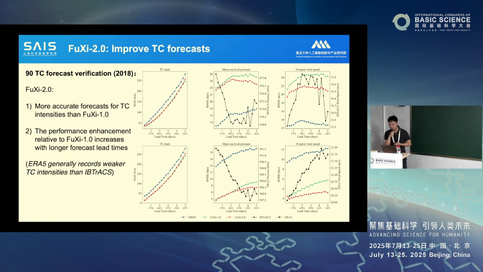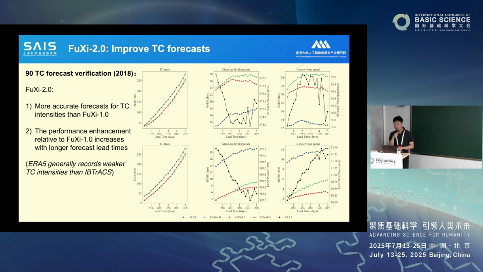And in terms of the TC intensity, for example, the mean sea level pressure and the 10-meter wind speed, we see that the red lines show lower RMSE than the green lines for the intensity. So it tells us that by coupling atmosphere and ocean, we can get some enhancement for the tropical cyclone intensity.